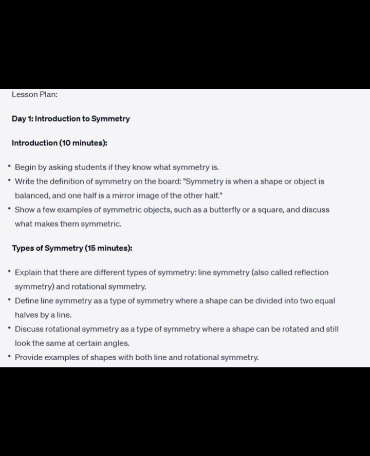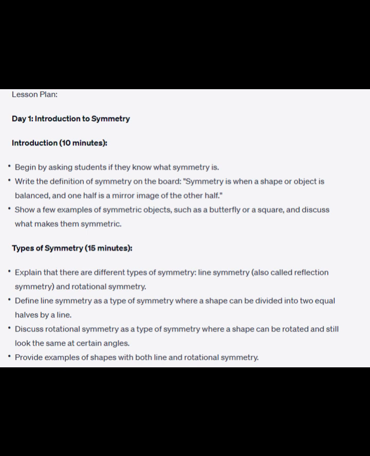Introduction, 10 minutes. Begin by asking students if they know what symmetry is. Write the definition of symmetry on the board. Symmetry is when a shape or object is balanced, and one half is a mirror image of the other half. Show a few examples of symmetric objects, such as a butterfly or a square, and discuss what makes them symmetric.